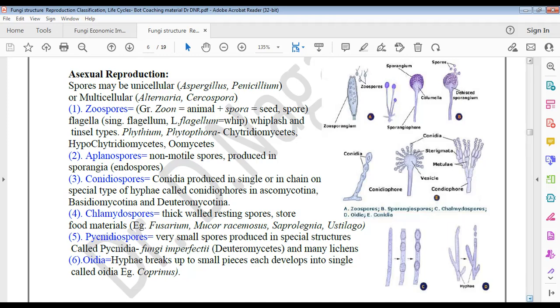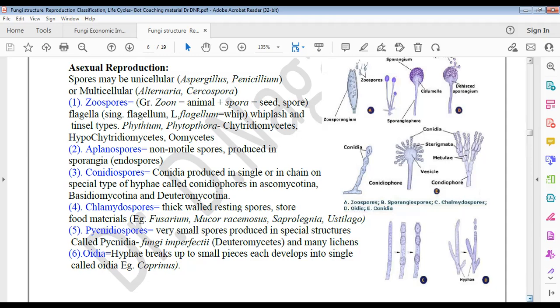Acronematic and fluoronematic. Fluoronematic means we're having the fimbrils. If we're having the fimbrils, that is fluoronematic, also called tensile. Not pencil. Tensile. Okay.